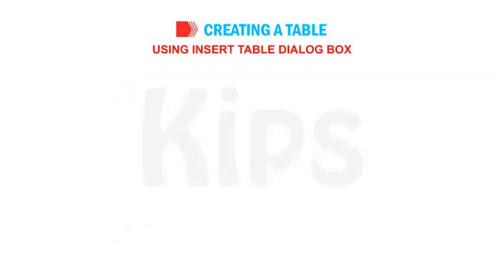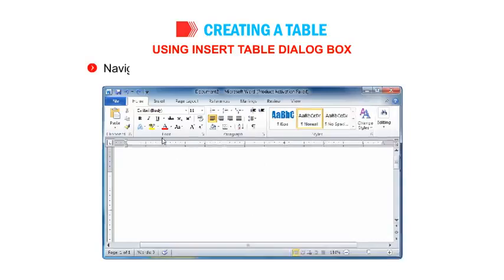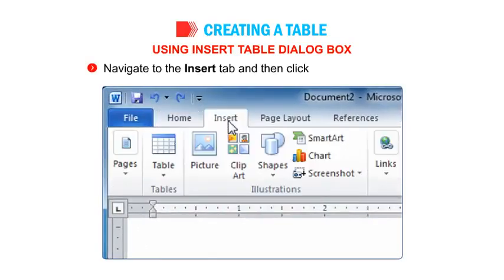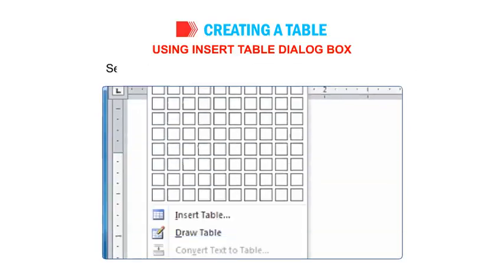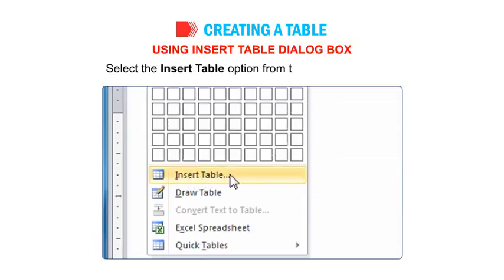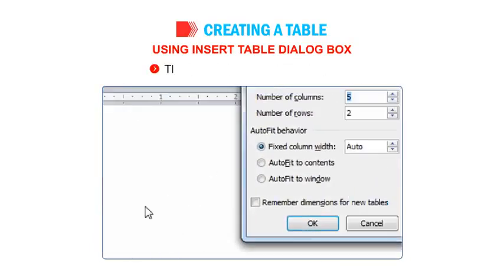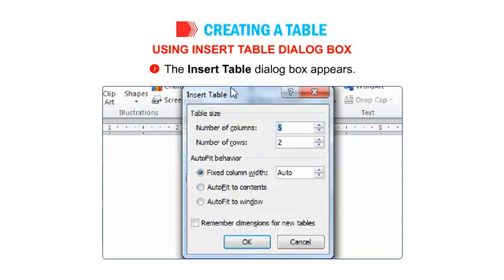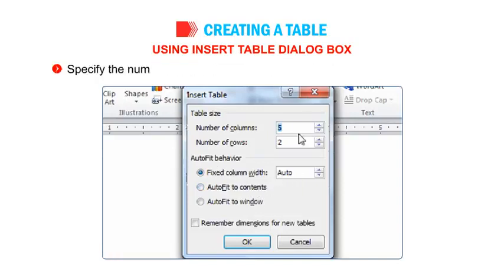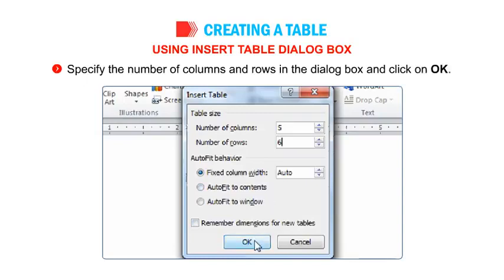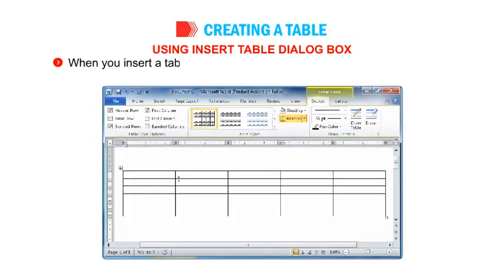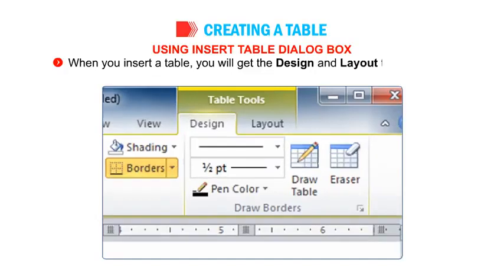Using Insert Table dialog box, navigate to the Insert tab and then click on the Table button. Select the Insert Table option from the drop-down menu. The Insert Table dialog box appears. Specify the number of columns and rows in the dialog box and click OK. When you insert a table, you will get the Design and Layout tabs on the ribbon under the Table Tools.